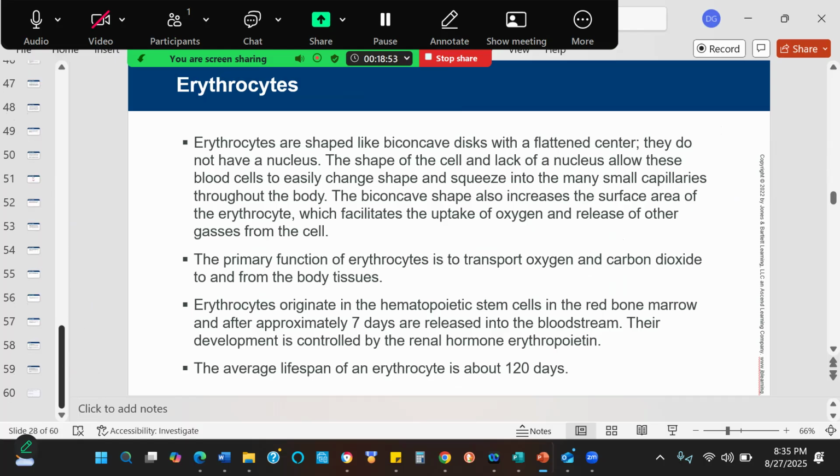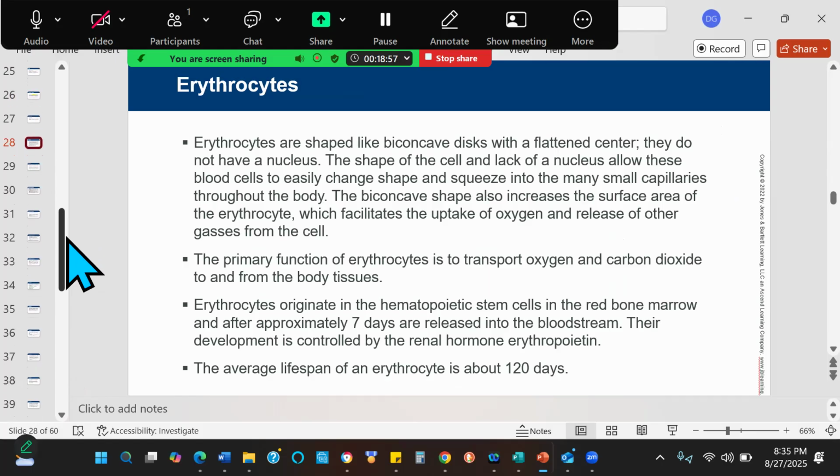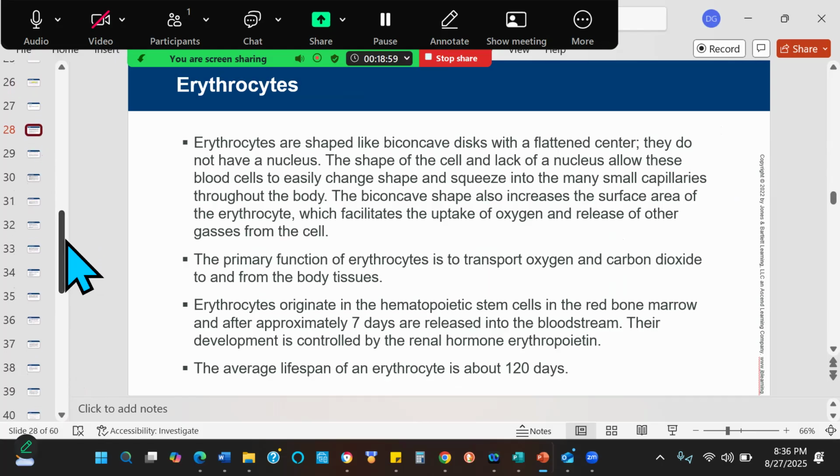Let's see how we're doing on time here. About halfway. You know what? I may not be able to finish this tonight, but that's okay. Let's talk about at least the type of cells, and then we'll do the second half tomorrow.